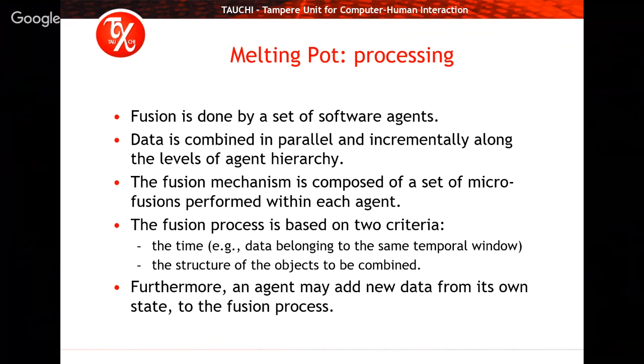And they use this software agent approach. Basically the program is split into small pieces of software which all do separate things. These agents actually run in parallel, and they receive some input. This agent might be doing part of the fusion, another agent is doing part of the fusion, and then a third agent combines their results. These microfusions are done by these agents, and they use time and the structure of the object. As you will see in the next slide, it's basically a grid where elements are filled in.